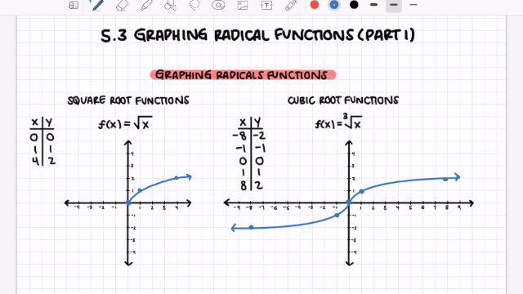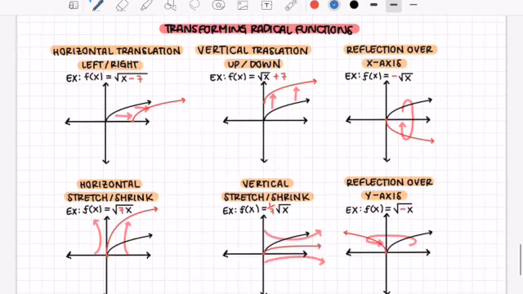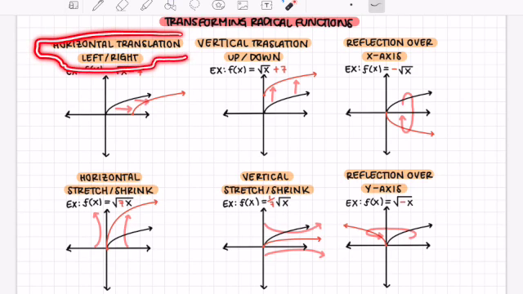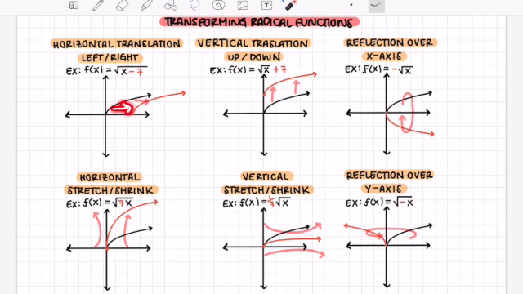Okay. And so we're going to be using these as our original functions. One thing that we are going to be looking at again is transforming radical functions. If we're using transformations, horizontal translation, that's moving left or right, is going to be inside of parentheses or, in this case, inside of the radical. And just a reminder that it goes the opposite way of what you expect. So if it's x minus 7, you're shifting it to the right 7 points.